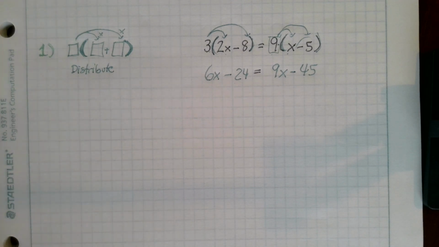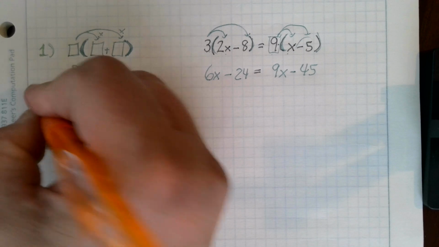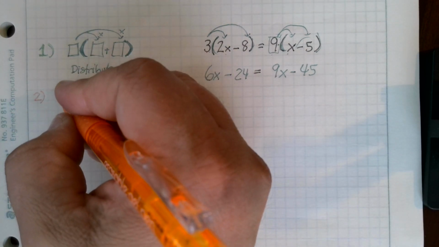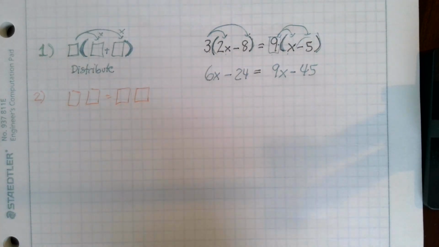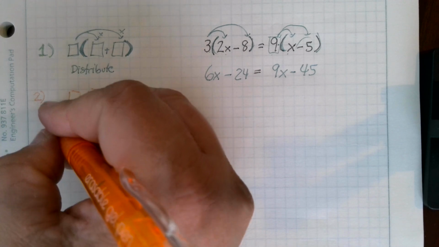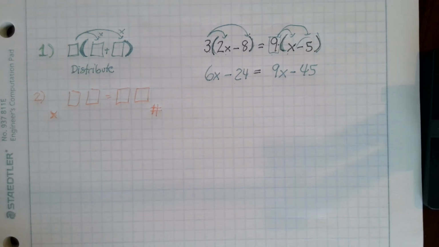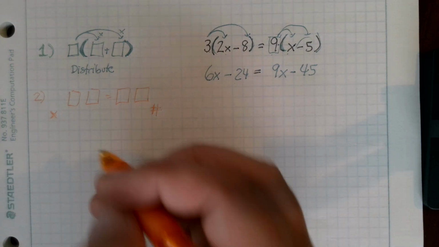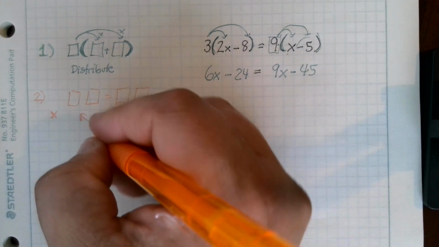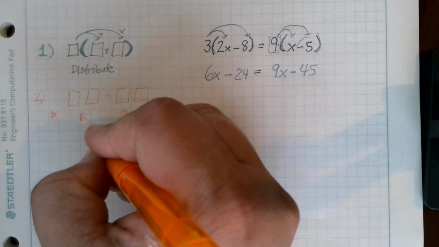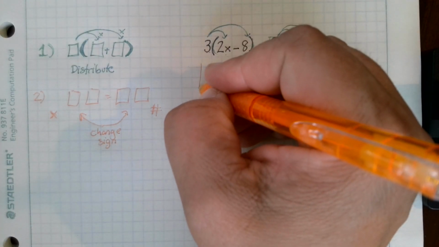Okay? The second thing we're going to do is box our terms. So number 2 is we're going to box and sort. We take everything and we put all of our terms and values into boxes, and then we sort and make sure x's go on one side and the numbers are on the other. If we have to switch sides, we change the sign. Okay? So let's box them up, see what we've got.